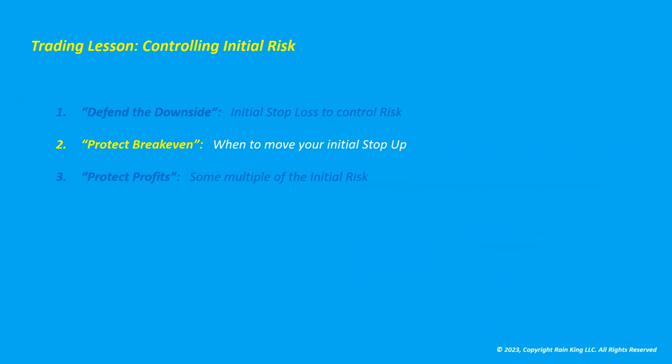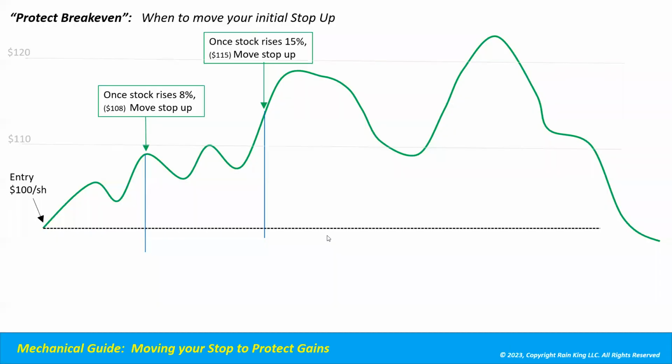So let's move on to the next priority that we have, and that's protecting the break-even line and that all-important question of when do you move your stop up? So I'm going to share with you a very mechanical way of doing this to try and keep it simple. So I'm using this black line as our entry point. So that represents break-even of our trade, and the green line is representing the fluctuation of a stock.